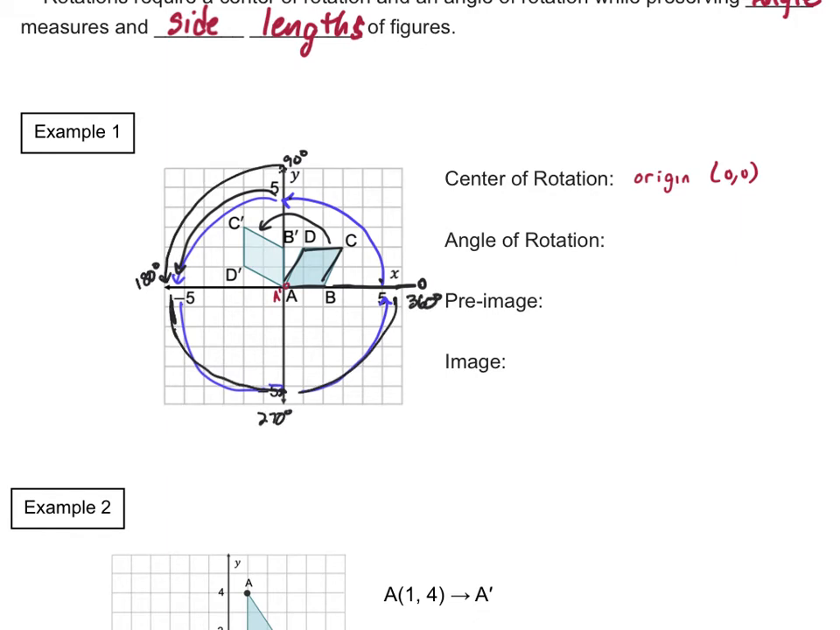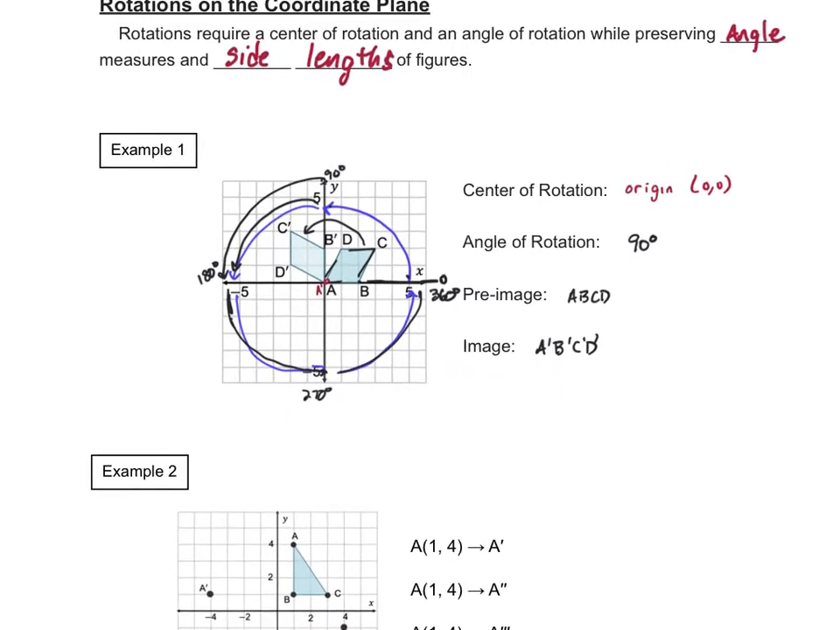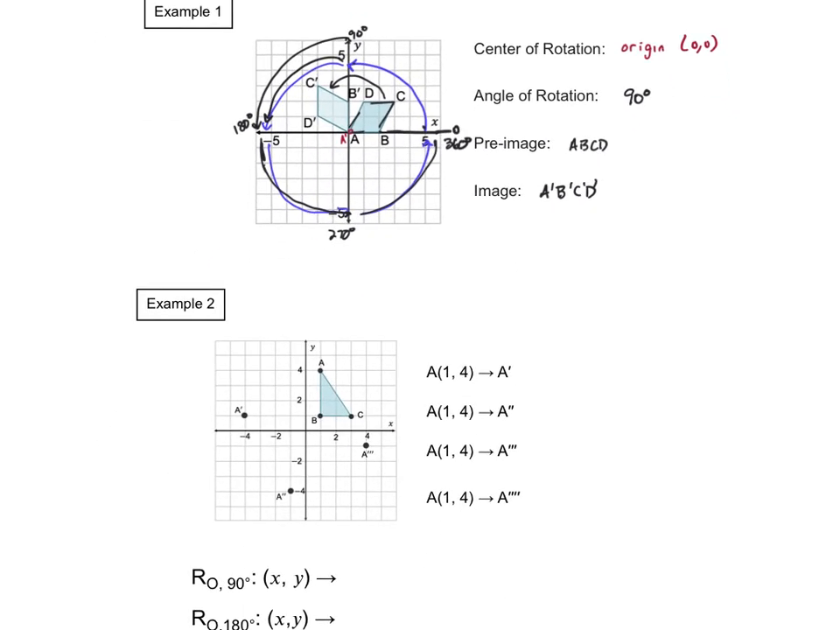So my angle of rotation, since I went from this quadrant all the way over here to this quadrant, turns out that that's actually 90 degrees. And the pre-image, I hope that everybody at this point in time knows that the pre-image is going to be A, B, C, D, and then the new image is going to be A prime, B prime, C prime, and D prime. So simple characteristics that we're trying to identify from rotations.